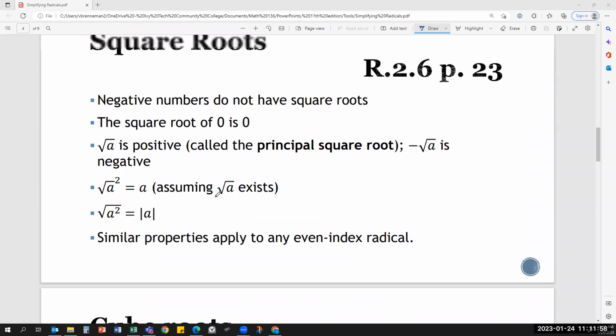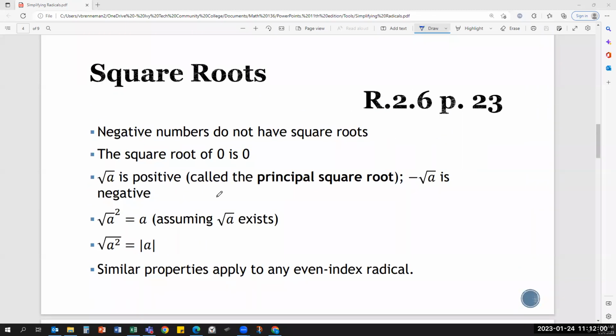Square roots, again, that's when the index is 2. We're looking at what do we multiply times itself once to get this, or 2 factors of the same number to get this result. Negative numbers don't have square roots. The square root of 0 is 0.